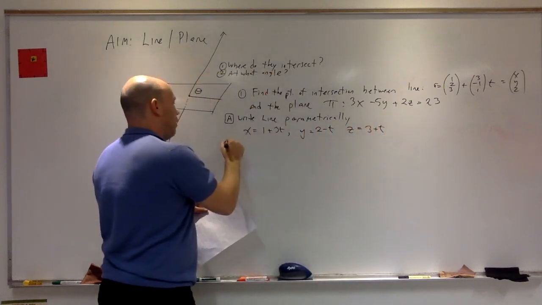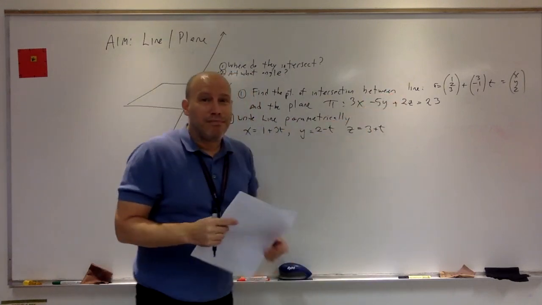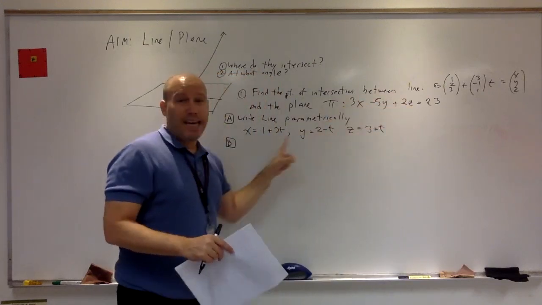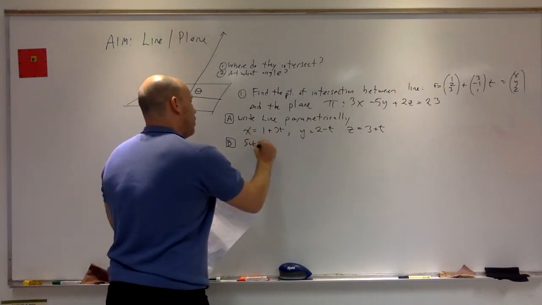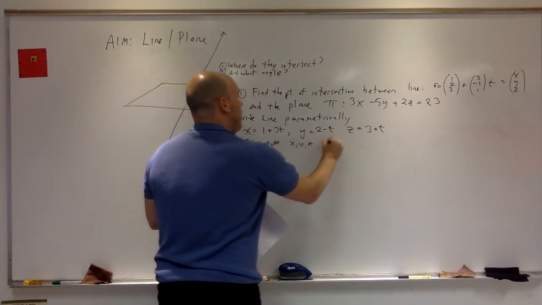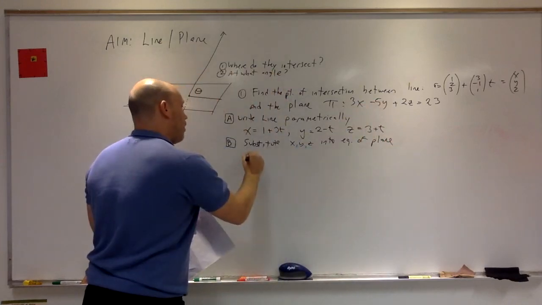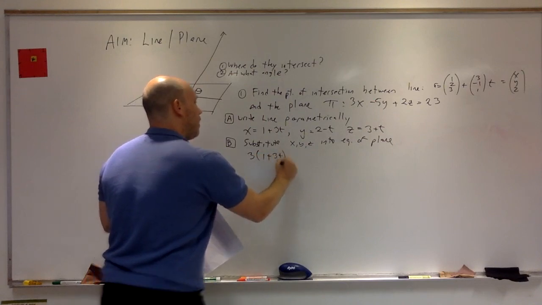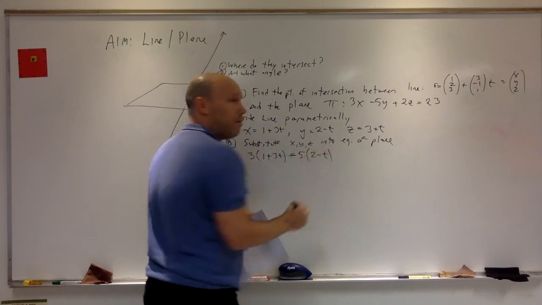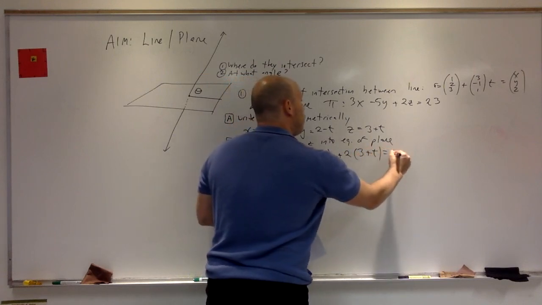Well, second, this is kind of cool. Substitute your x, y, and z into the equation of the plane. So instead of having one equation with 3 unknowns, we have one equation all in terms of t. And what do we got? We got 3 times (1 plus 3t), plus minus 5 times (2 minus t), plus 2 times (3 plus t) is equal to 23.